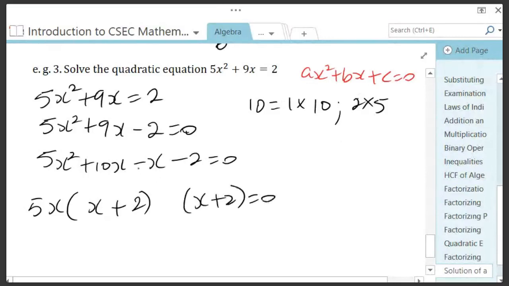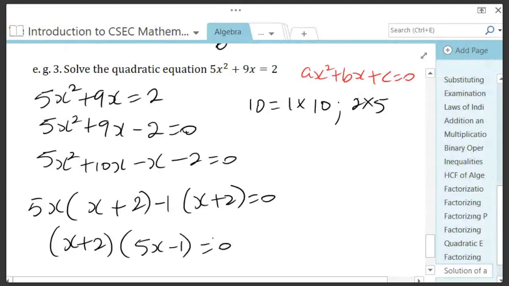Minus x divided by x here is minus 1. Minus 1 multiplied by 2 here is minus 2. So we're going to factorize all the brackets here. X plus 2, and this here is 5x minus 1. This is equal to 0. So now we need to solve for the roots.